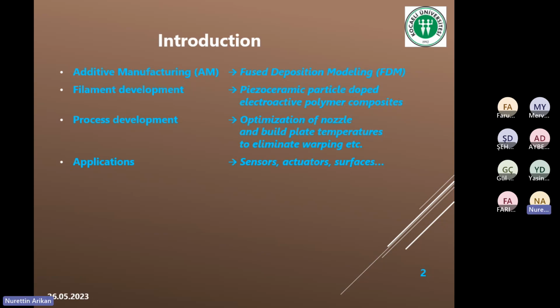And applications. Materials here, functional layers, I would like to say, or the workpieces that are produced by adding these layers onto each other. Where could we use them as sensors, actuators, surfaces, or even functional models?